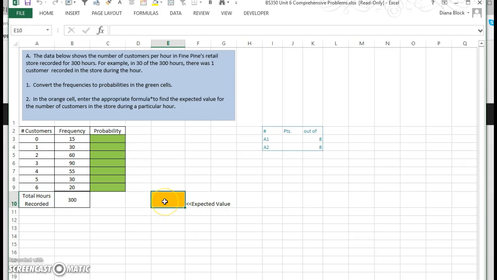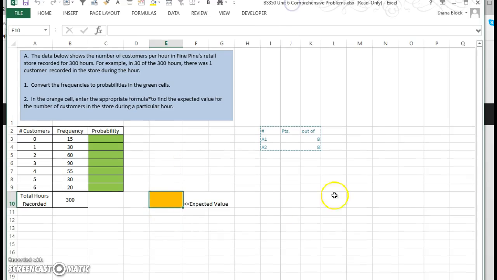So let me be clear. In the expected value, you're going to take a sum product of customers times probability. You're going to have each of these numbers of customers times a probability, and you're going to sum that. You're not going to sum the probabilities because that's all going to equal 1. You're going to sum the probability times the number of customers, and that's what's going to give you the expected value. So again, look at pages 23 and 35 to refresh on that topic.